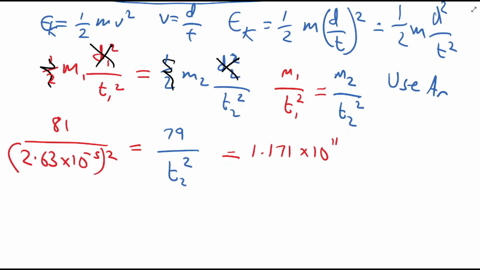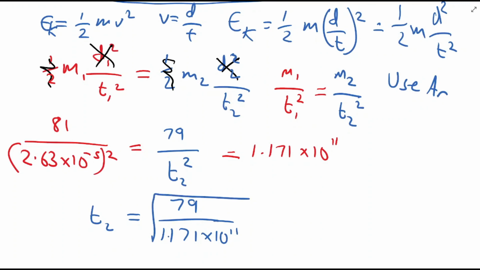So if I want to find out T2, I'll probably use the correct colour, that would help, wouldn't it? If I want to find out T2 squared, then I can go 79 divided by 1.171 times 10 to the 11, and if I want to find out T2, I can square root that number. Let's see what we get.